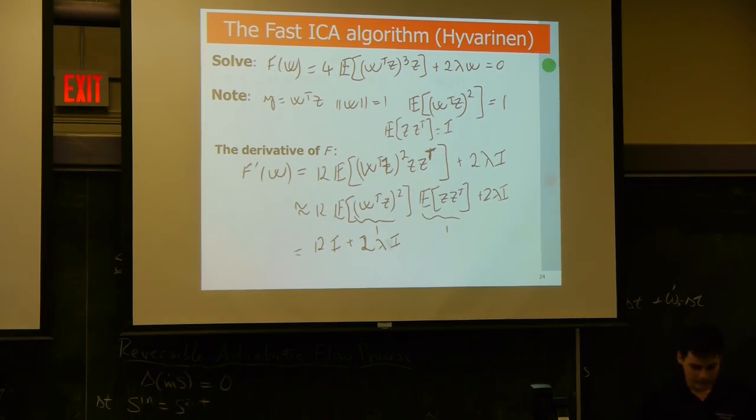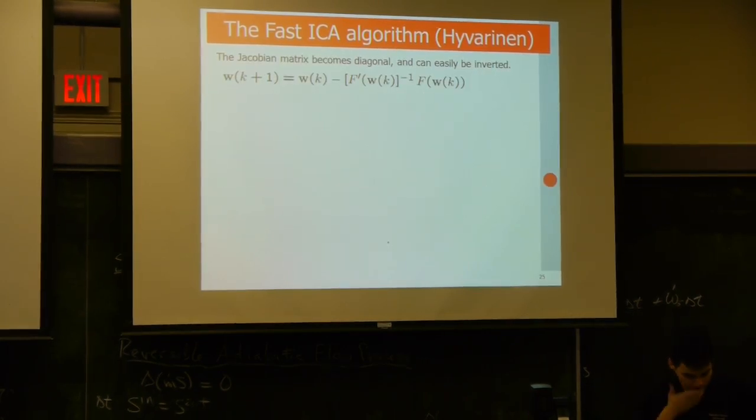Okay, so after this, this is the update of the Newton method. The W at time step k plus 1 is the W at time step k minus the inverse of the derivative of f at time step k, multiplied with the function value at wk, right?